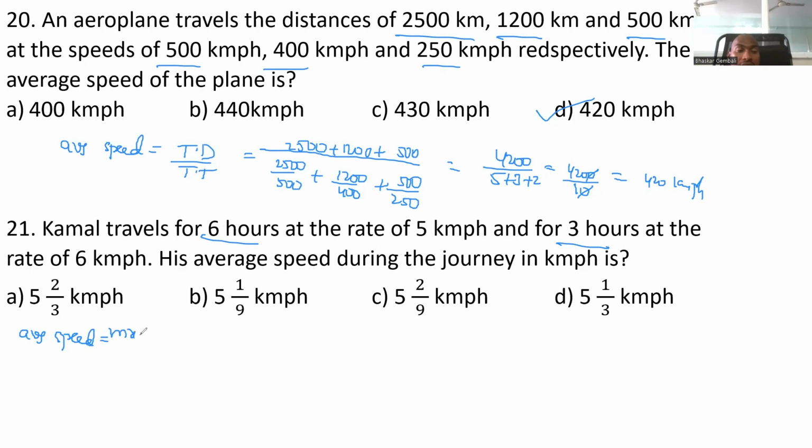Average speed equal to mx plus ny by m plus n. So 6 into 5 plus 3 into 6 by 5 plus 3. So what we get here, 30 plus 18, 48 by 8.